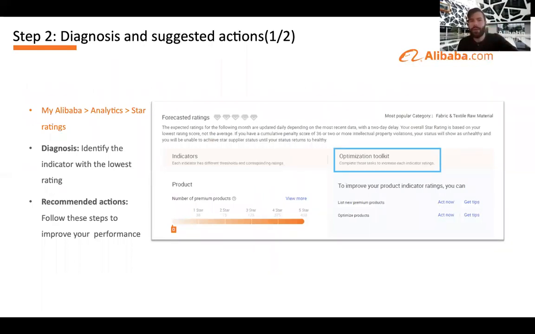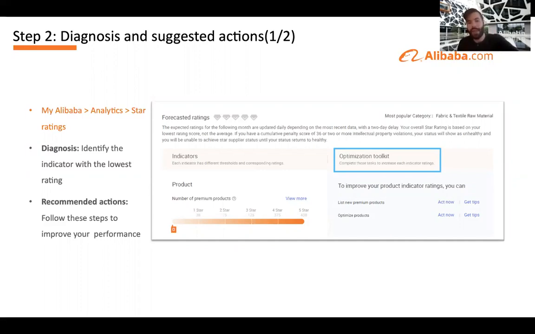How do we diagnose and ultimately help you grow the account within Star Rating? The optimization toolkit on your Star Supplier card is going to be your resource to give you the steps and the tools needed to increase your Star Rating. First and foremost, we have to take a look at the scorecard and identify which indicator currently has the lowest rating, and then follow the steps on the site to make this better and improve the star rating.